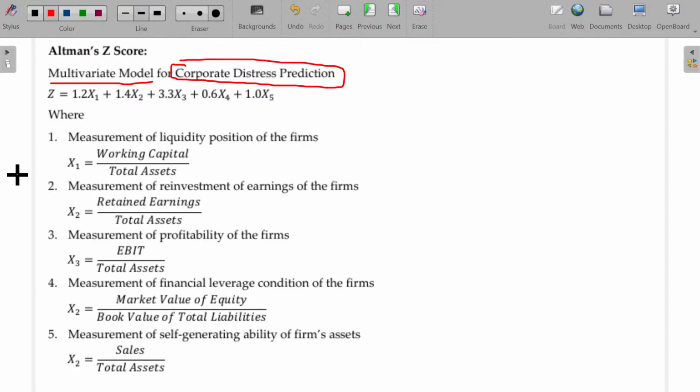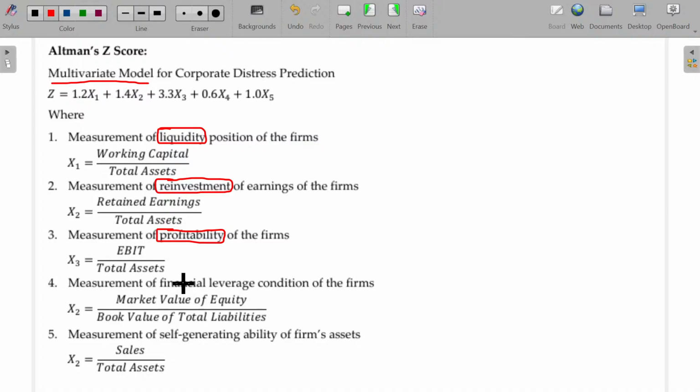This is a model to calculate distress prediction. Distress is nothing but stress or restlessness. Suppose the company is going to be closed. Here, you have to find out 5 values. One is liquidity. Another one is power of reinvestment. Another one is the company's profitability. Another one is whether there is leverage, meaning a debt component, or not. Finally, self-generating ability: is the company capable of generating good income or not?